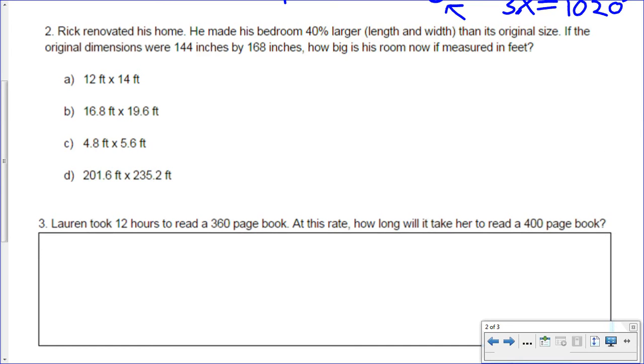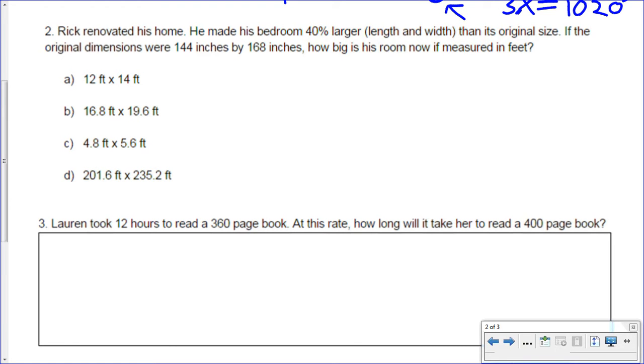So problem 2. So what they're telling us is Rick renovated his home. He made his bedroom 40% larger in length and width than its original size. If the original dimensions were 144 inches by 168 inches, how big is his room now if measured in feet?